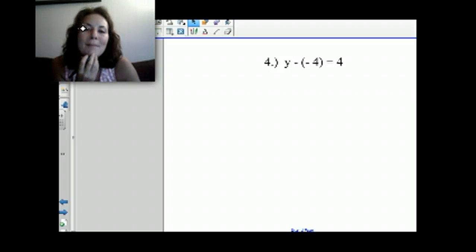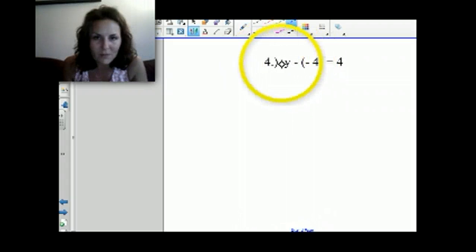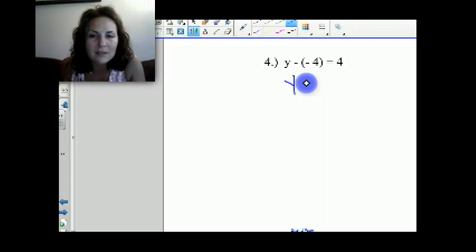Alright, y minus negative 4 equals 4. Sometimes you will have to simplify, like here, before you solve. Y minus a negative 4. We're taking away a debt, which means it becomes y plus 4 equals 4. Now we're trying to get the y by itself.